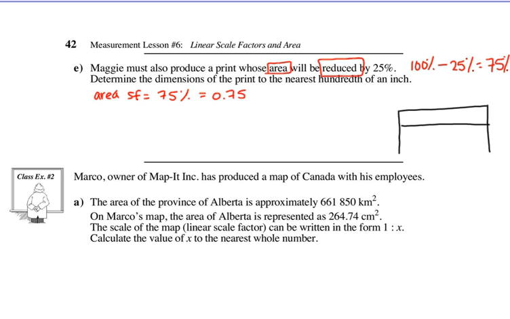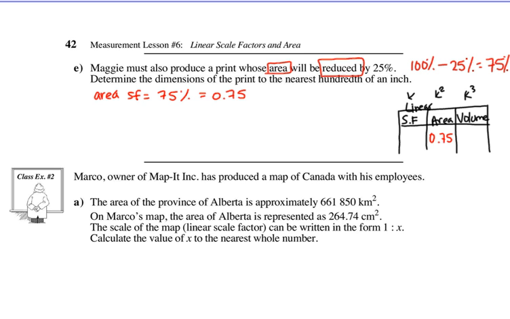So we have our linear scale factor, area scale factor, and volume scale factor. And remember, here's k squared, k cubed. So they give us our area, which is 0.75. It says determine the dimensions.